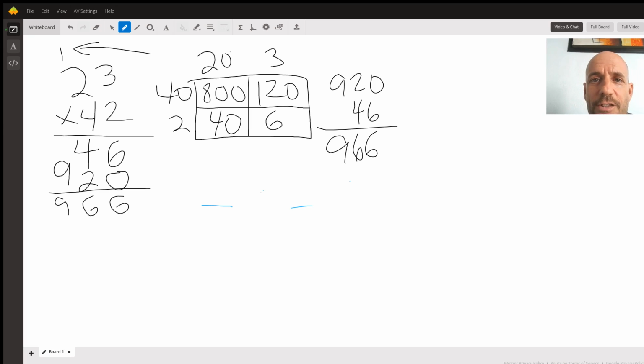So this is what the box method of multiplication is. It's a way to decompose numbers and work with simpler numbers that can be easier for lots of students as they are learning multi-digit multiplication.